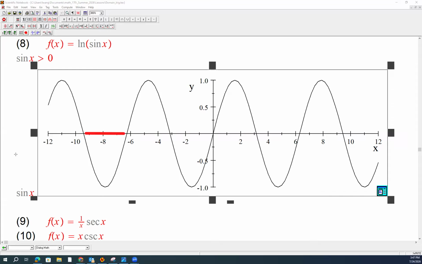Oh, sorry, my bad. Positive. Okay, so the positive would be here. This piece is positive, right? So these are the values, not including the crossing, that are positive. And the endpoints will be circles. So what are these intervals then? What are those intervals? Let's identify them.